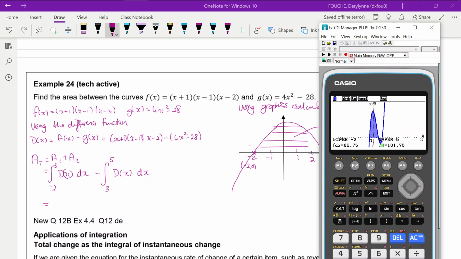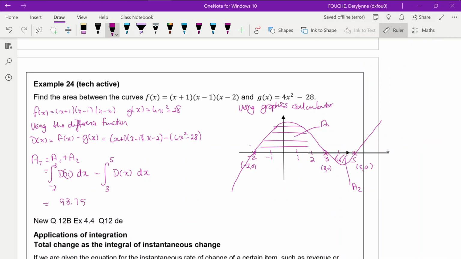So you need to be super careful that you don't copy down this 85.75, because that is not the value of the area. In fact, what you might be better doing is going g-solve integral root, and doing from -2 to 3, and putting that in. So can you see the area and the integral are the same? 93.75.